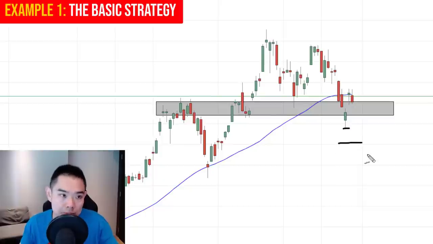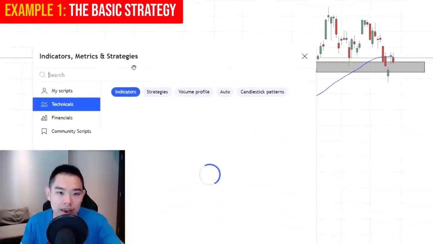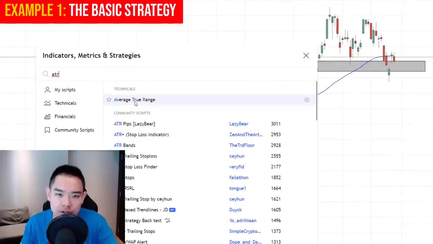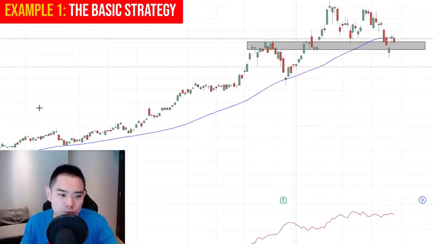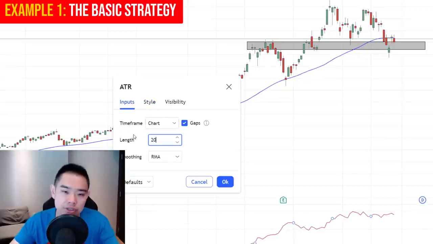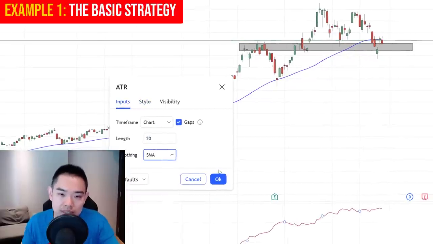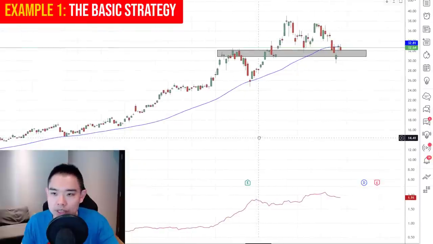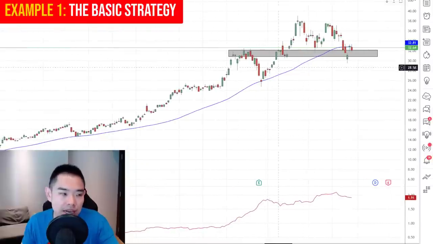So to make it more objective, you can use a tool like the average true range indicator, or ATR. Just click this default one. And I usually like to use the 20 period ATR, since there are about 20 trading days in a month. I go with SMA, click OK. So find out what the current ATR value is. You can see that the current ATR value is 1.91.